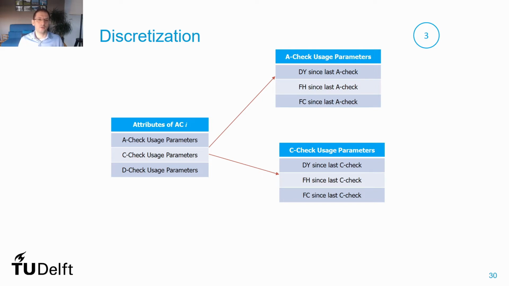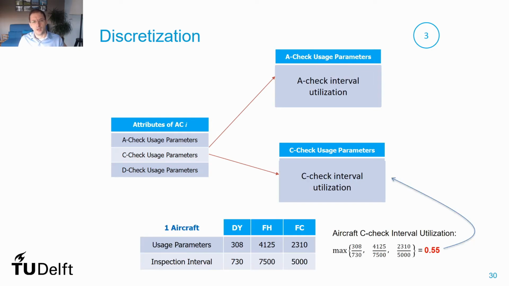And those refer to the usage parameters for the A check, C check, and also for the D check. But we can simplify these by looking at how far we are in this interval associated with each one of these checks. So for instance, in this example here, we have the usage parameters at a given state for 1 aircraft of our fleet regarding the calendar days, flight hours, and flight cycles, and we have information of the interval that we have associated with that check, let's say the C check.